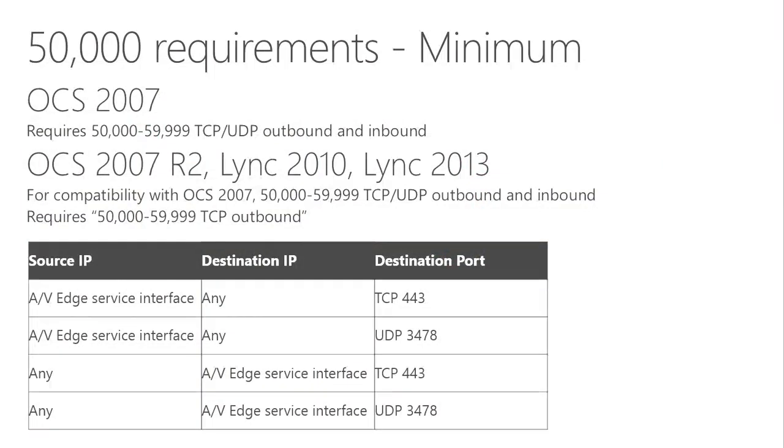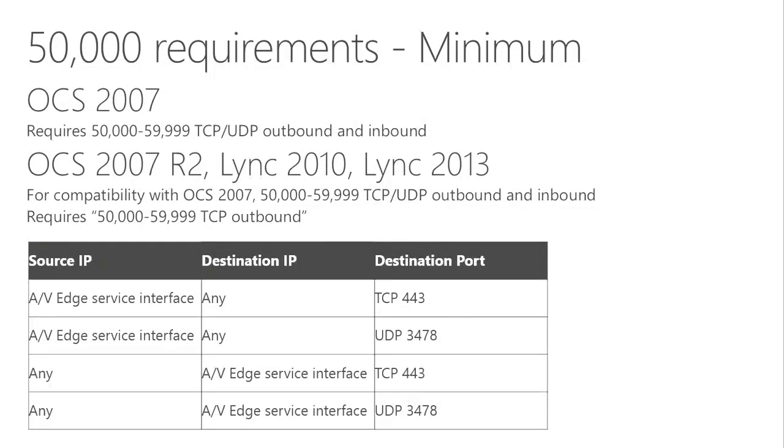Bringing that all together, the minimum for 50K is, if you're talking to OCS 2007, you need all inbound and outbound. But if you're talking only about OCS 2007 R2, Lync 2010, Lync 2013, it depends if the firewall administrator is interested just in the destination ports that you need to configure on the firewall, or also in the source ports. If they are only interested in the destination ports, then what you would configure is the AV edge server external interface to any, to the internet, needs to be able to talk to 443, needs to be able to talk to UDP 3478, and the other way around, incoming the same ports.